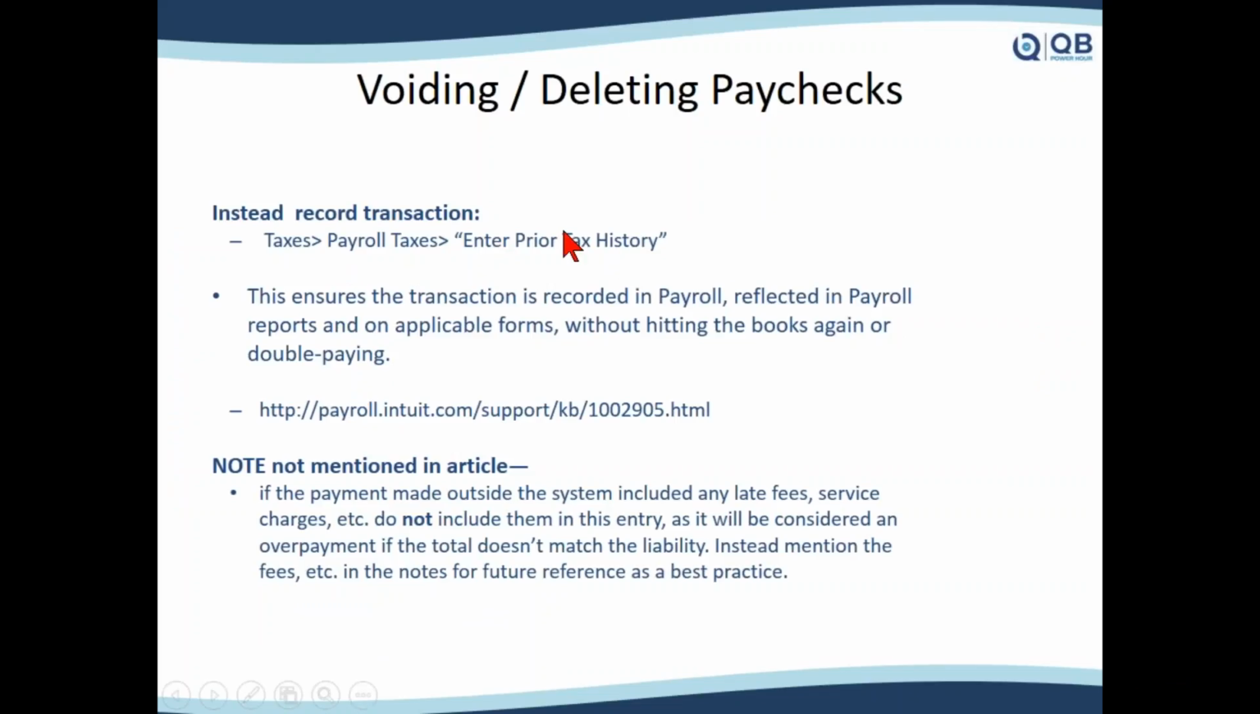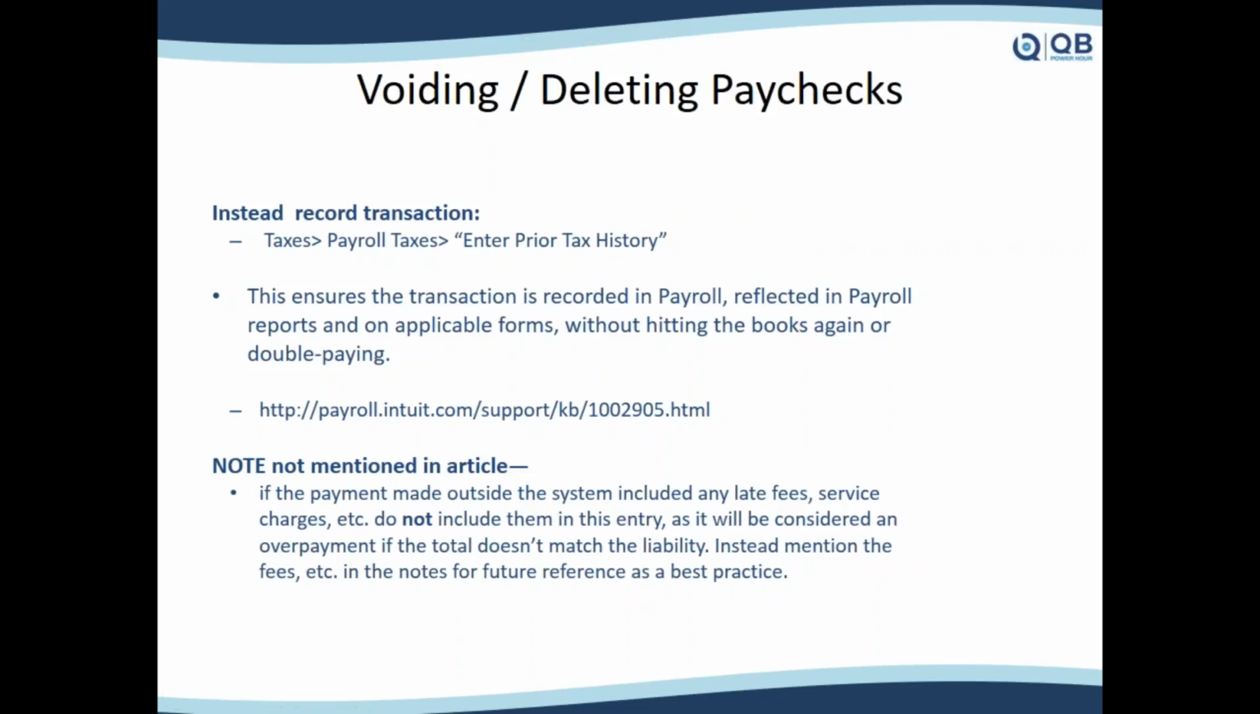So again, you're going to go in there, enter that payroll tax history. Now, one thing that's not mentioned, here's the KB article that talks about the details for that. Here's what's not mentioned in that article. If you had a penalty for late payment or any service charges or anything like that, so if you owed your payroll taxes plus, you know, a $50 late payment penalty or something like that, do not enter that with that. When you're entering the payroll tax history with that tax payment there, do not include the late fee in that payment, because then it's going to be considered an overpayment.